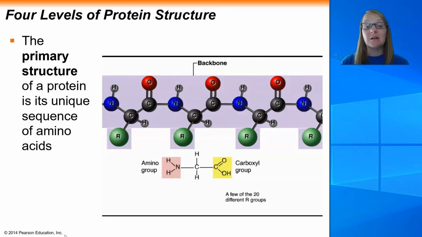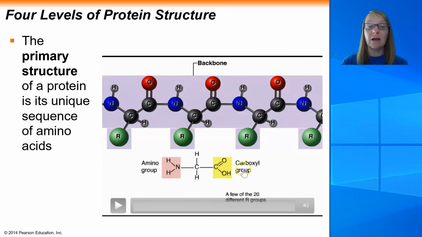And so I really like that animation because it shows you how the amino acids are different, how they're similar, right? This structure right here did not change for any of the amino acids. The only part that changed was that R group down on the very bottom.